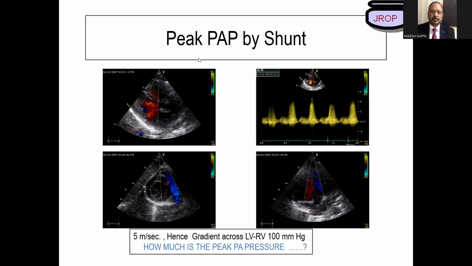Let me go to Dr. Humaira Akhtar. Humaira, can you unmute yourself? Hello, sir. Good morning. Tell me, what is the normal pulmonary artery pressure? Mean pulmonary artery pressure, sir, less than 25. 10 to 25, 15 to 25, sir.